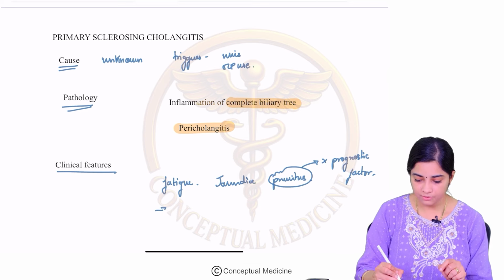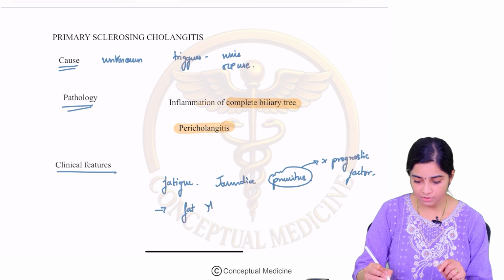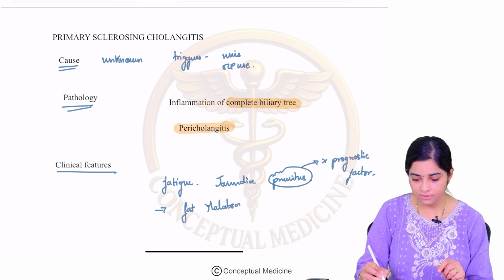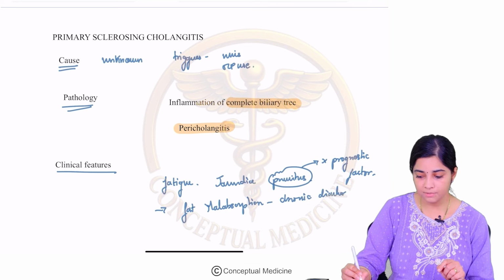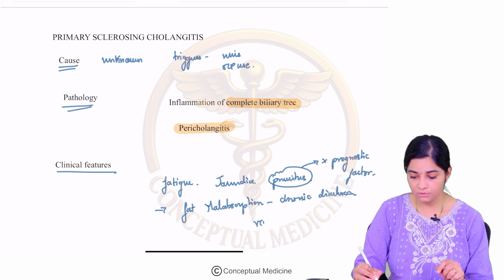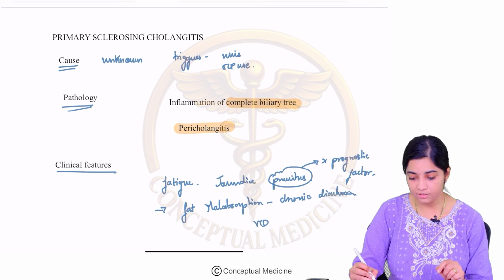Then you can have your symptoms of fat malabsorption and chronic diarrhea that we had already discussed, similar to primary biliary cirrhosis. You can have your fat soluble vitamin deficiencies.